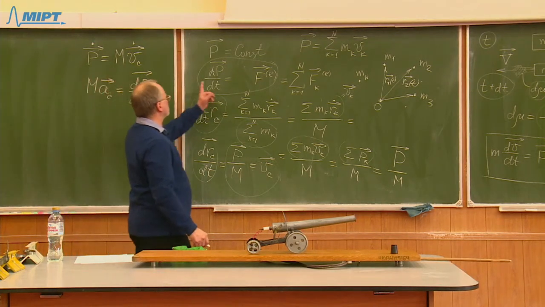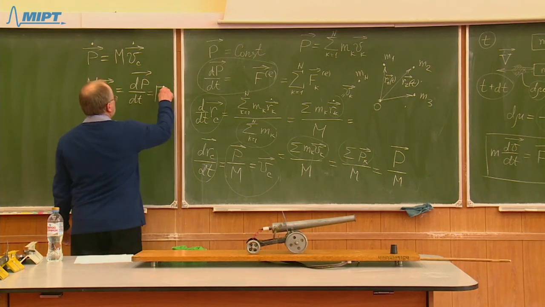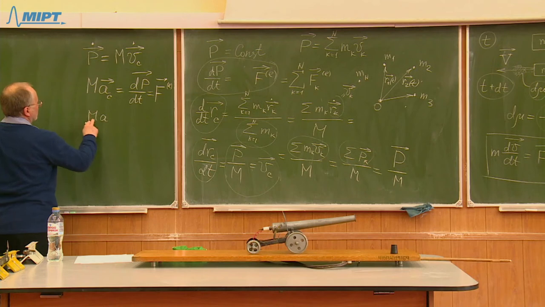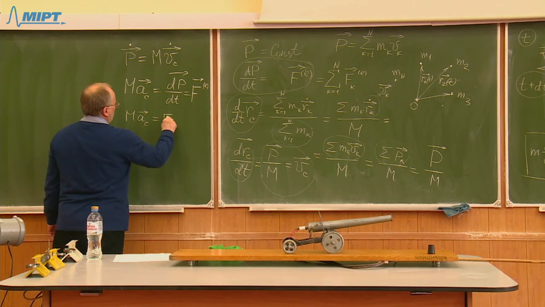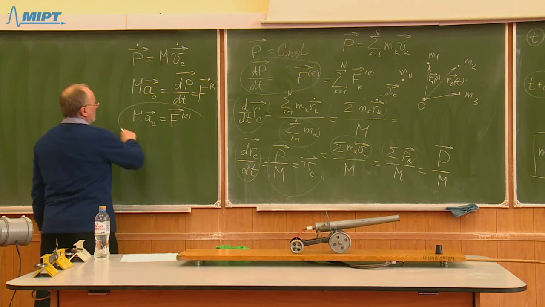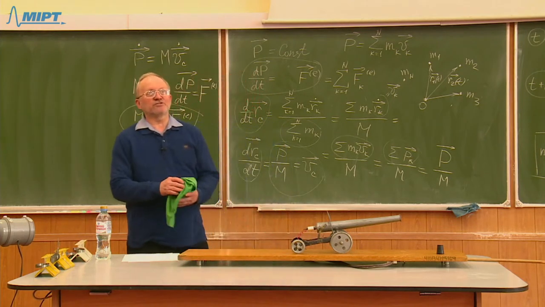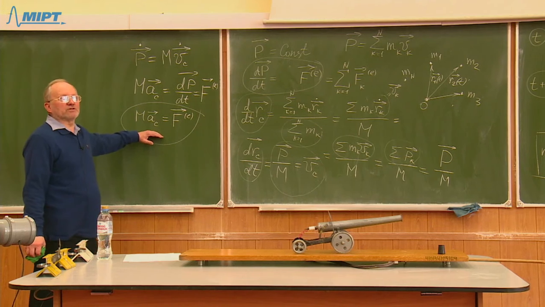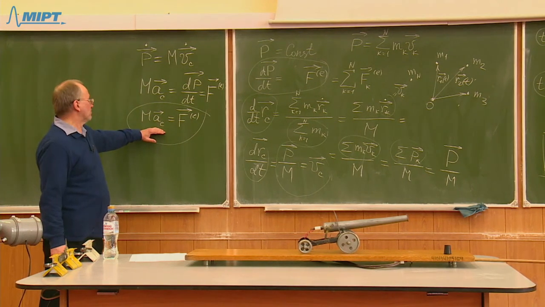And what is the time derivative of the total momentum? This is known to be the total sum of the external forces acting on the system of bodies. So we obtain this equation: the total mass of the system of bodies times the acceleration of the center of mass equals the total sum of external forces. This formula is actually a theorem on the motion of the center of mass of a system of bodies. It's called the theorem on the motion of the center of mass of a system of bodies.